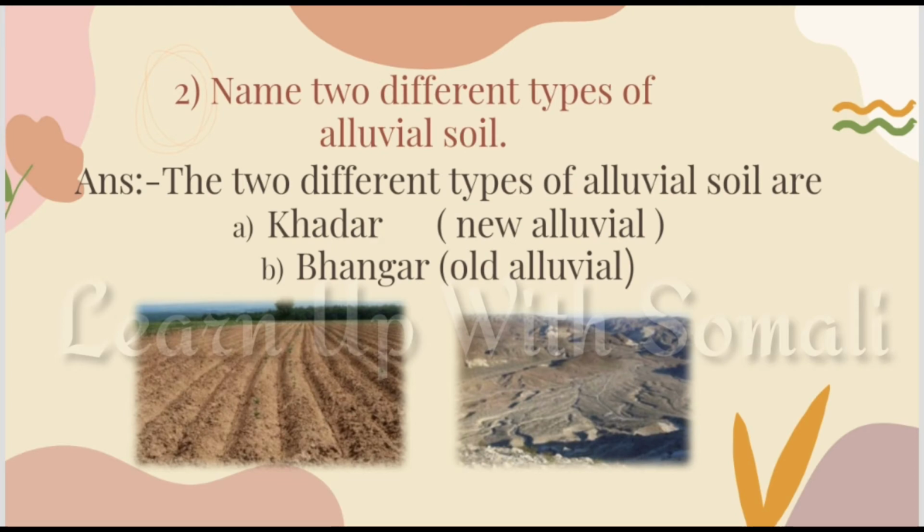Now let's look into question number 2, that is name 2 different types of alluvial soil. The answer is the 2 different types of alluvial soil are A. Khadar, that is new alluvial, and B. Bhangar, that is old alluvial.